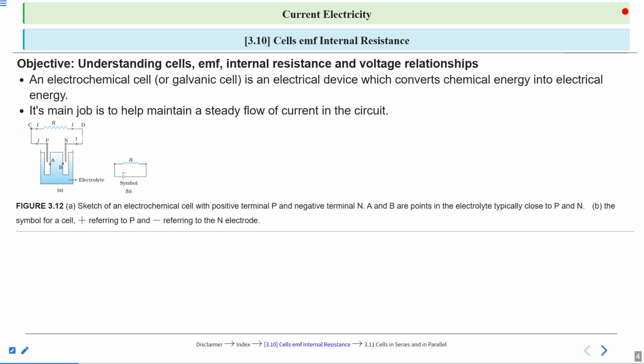Part B of the diagram shows the symbol for a cell: one long line and one short line. The long line represents the positive terminal and the short line represents the negative terminal.